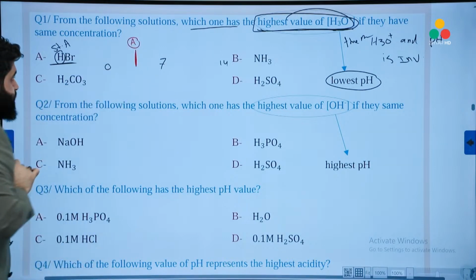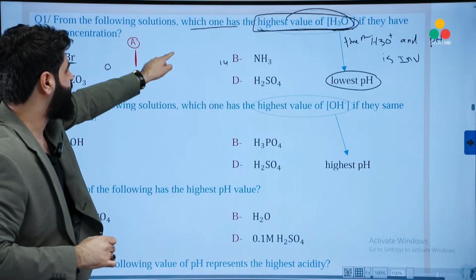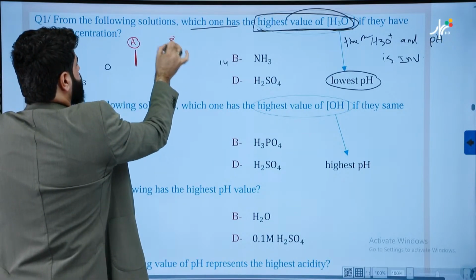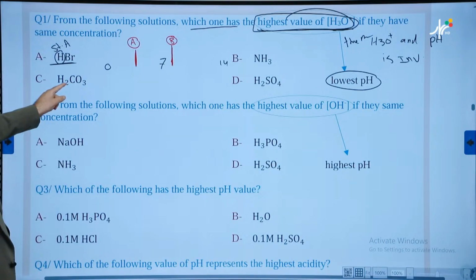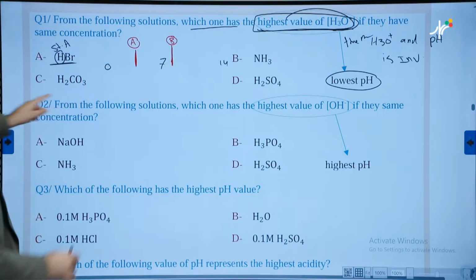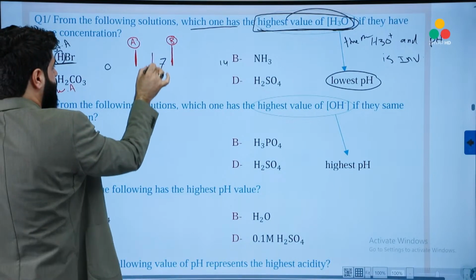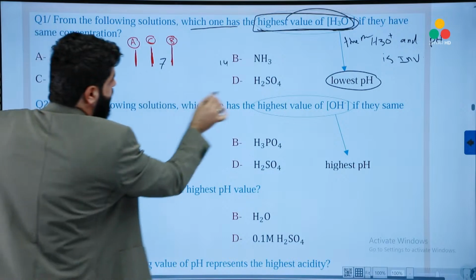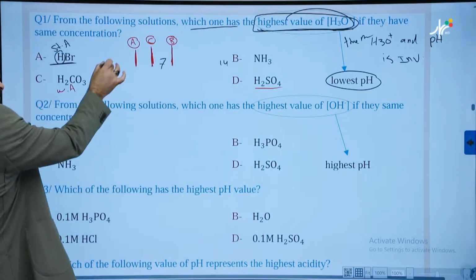This is A. How about B? NH3, it's a weak base. Weak bases are here. This is for B. H2C2O3, 2 protons, no, this is a weak acid. Weak acids are here. This is C. Good. And H2SO4, strong diprotic acid, it's here.